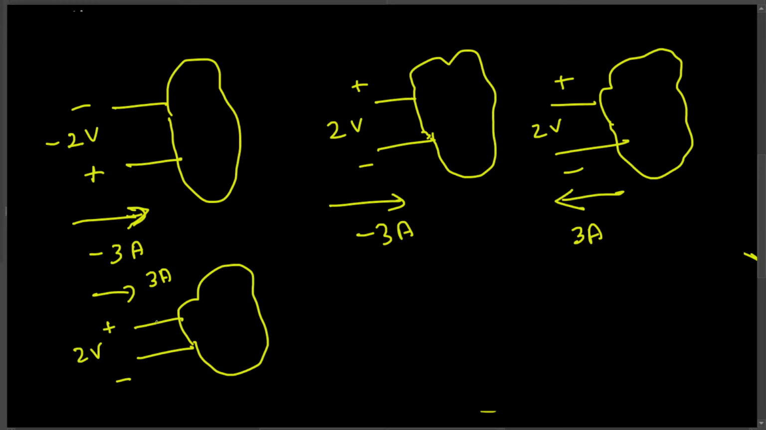So now, since all of them are positive, we can go ahead and calculate this one. Power is equal to voltage times current, and voltage is 2 voltage and the current is 3 ampere, and that's 6 voltage ampere, or you can express it as 6 watts. And since the power value is positive, this power is absorbed.